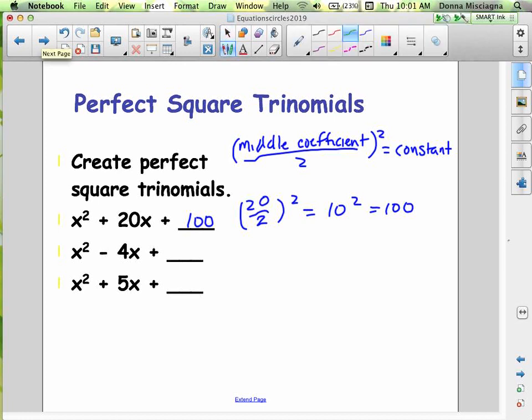And I'm going to tell you what's special about why it's called a perfect square trinomial. Because at this point, other than the fact that it's got a perfect square at the end, it's not really apparent why it's called a perfect square trinomial.